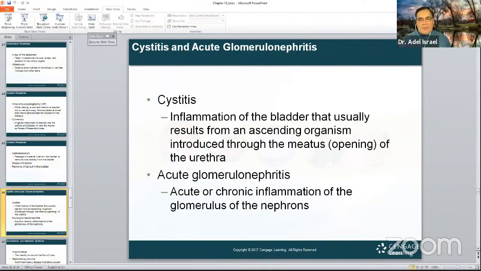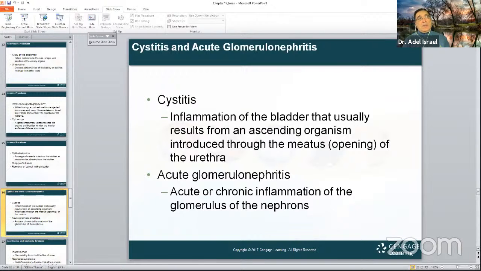All right, ladies and gentlemen, to continue our lecture from yesterday, we stopped after we got information about how to examine the urinary system, and we realized that we have invasive and non-invasive techniques. Now we are going to some diseases or abnormalities or malfunctions of the urinary system.